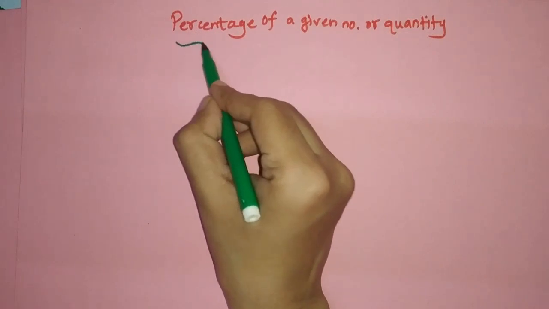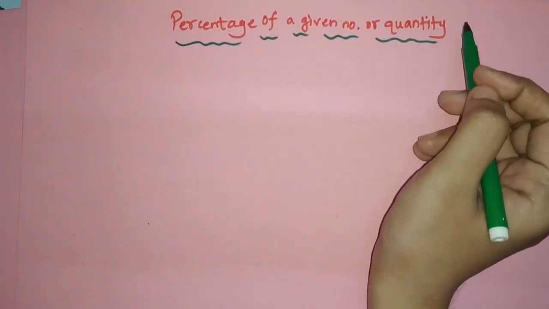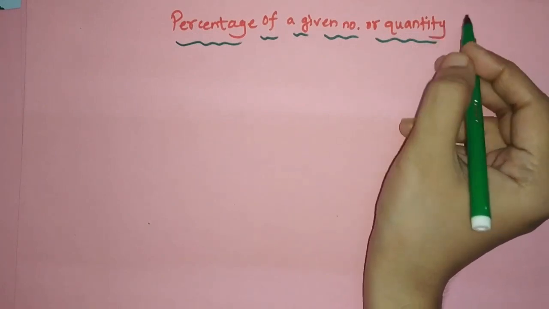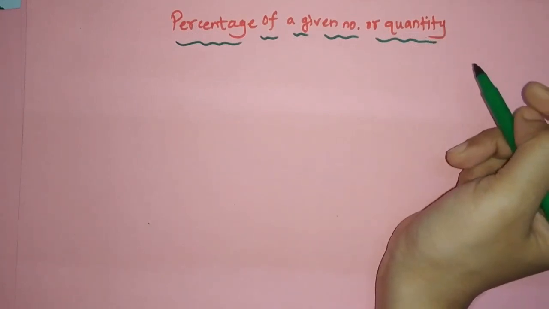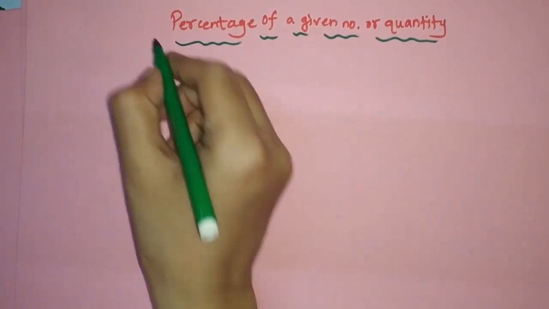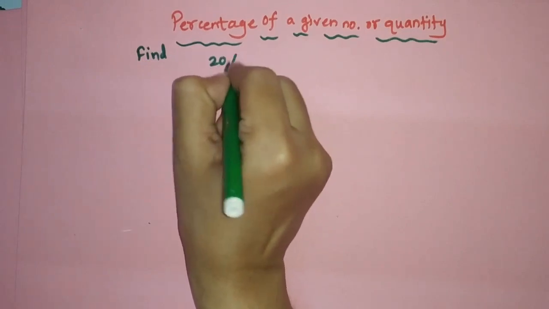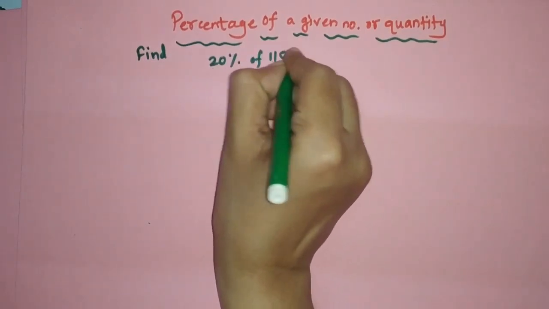Let's find out the percentage of a given number or a given quantity. These are questions related to our daily life, like someone says, find 20% of rupees 100. So you need to find out such questions. So we'll first find 20% of 115.